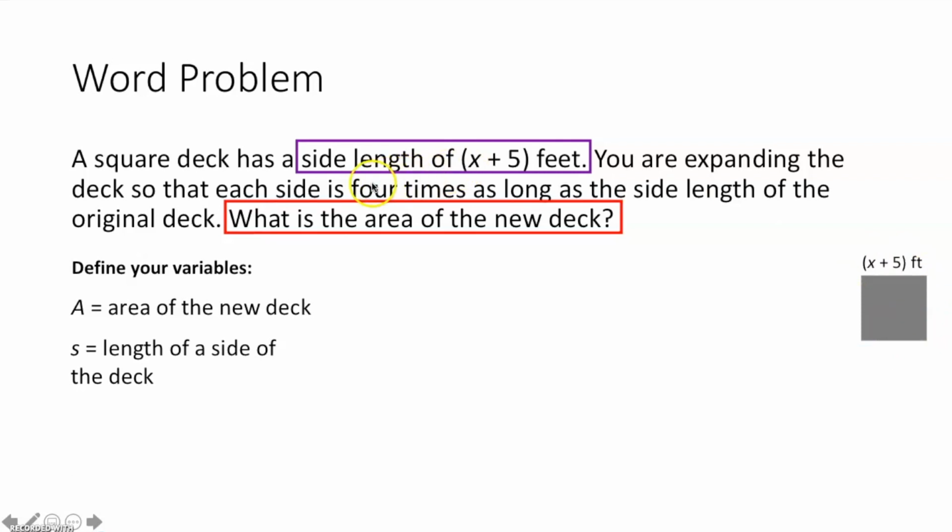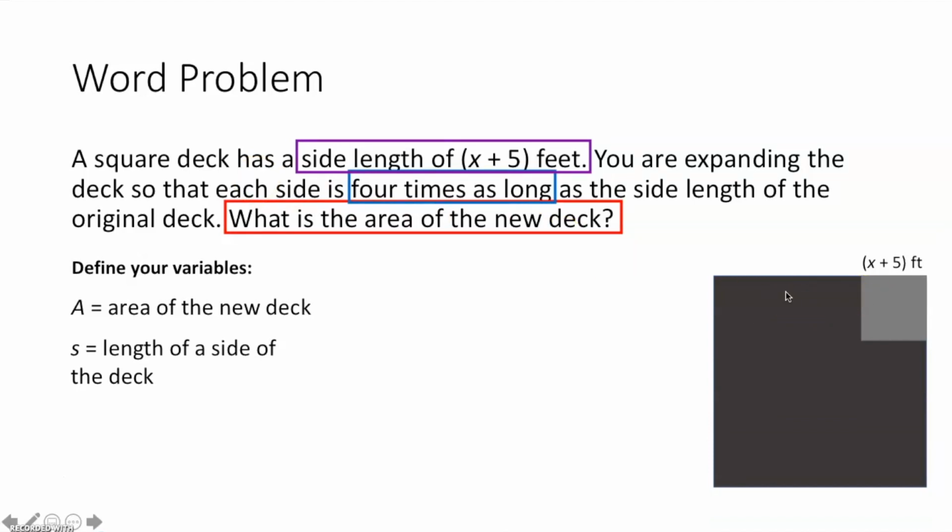It also says we now are making this bigger. We're expanding the deck so that each side is going to be 4 times as long as the side of the original deck. Now, if I wanted to figure out the side length of the new deck, all I would do is take the original deck and multiply that by 4 because the new side length is 4 times as long as the original. So if I were to distribute this and simplify, it would be 4x plus 20 feet. That's the side length of the new deck. So I'm ready now to write my equation.